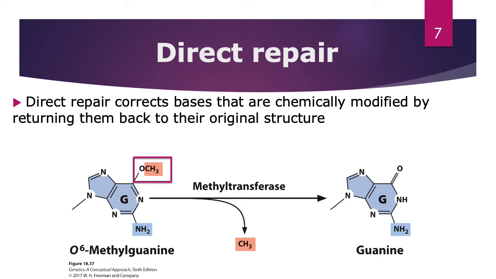In order to get back the original structure of guanine, that methyl group has to be removed. An enzyme called methyltransferase does the job of removing the methyl group, and now it restores the guanine to its original structure. Thus, there's no need to remove the modified guanine from the DNA strand, and hence direct repair directly corrects any kind of chemical modifications that might be there on the nitrogenous bases.